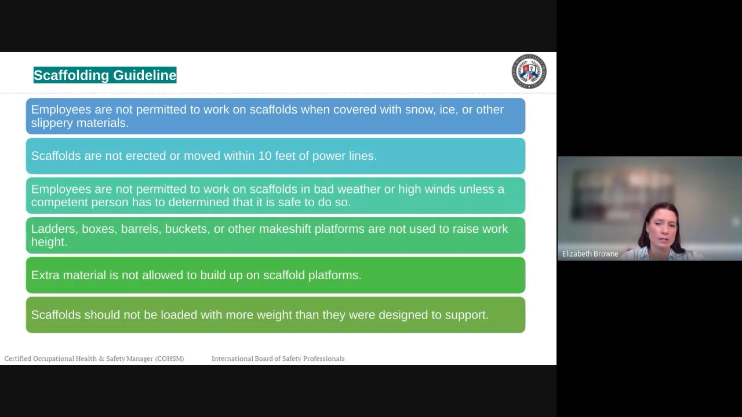We shouldn't allow employees to work on scaffolds when they're covered in snow, ice, or other slippery materials. They should never be erected or moved within 10 feet of overhead electric distribution lines. Employees should not be permitted to continue working on scaffolds when there's bad weather that might include lightning or high winds. Ladders, boxes, barrels, and buckets should never be used as makeshift platforms, or used on the platform to raise the work height, because that would get the worker outside of the protective guardrail. Extra material is also not allowed to build up on scaffold platforms, and they should not be loaded with more weight than they're designed to support.